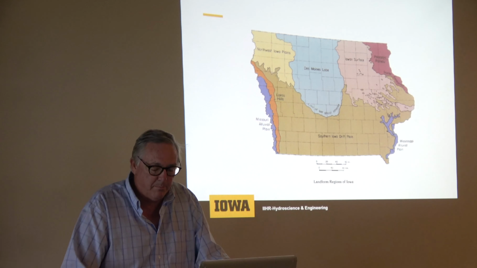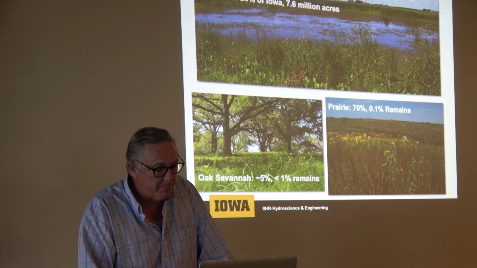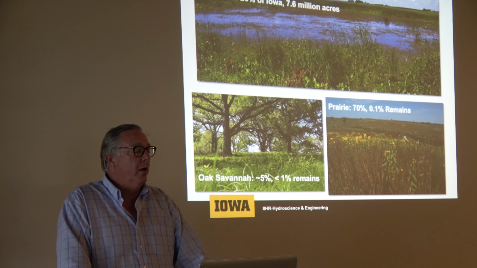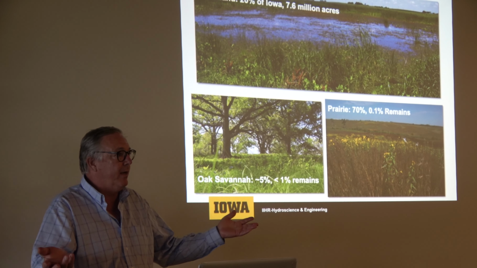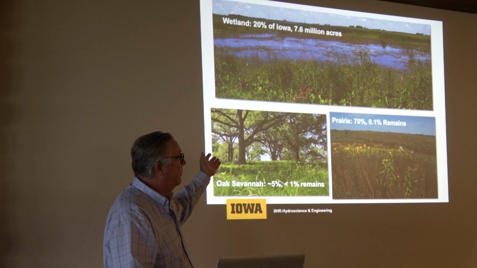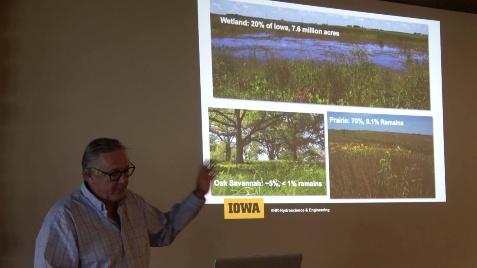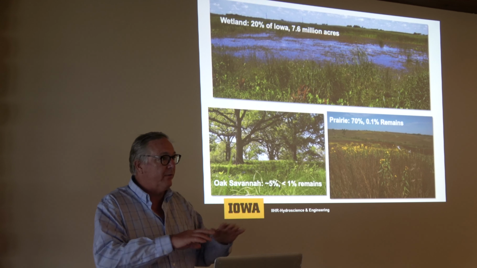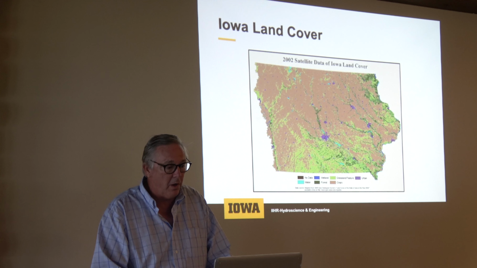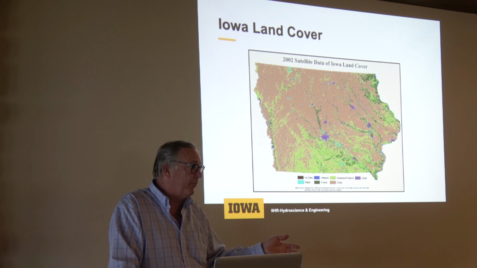And then we have the major river floodplains. And so prior to Europeans getting here, this is what Iowa looked like. We had the wetland ecosystem, the oak savanna, and the tall grass prairie. And of course, that's all gone, right? We've all plowed that up for crops.